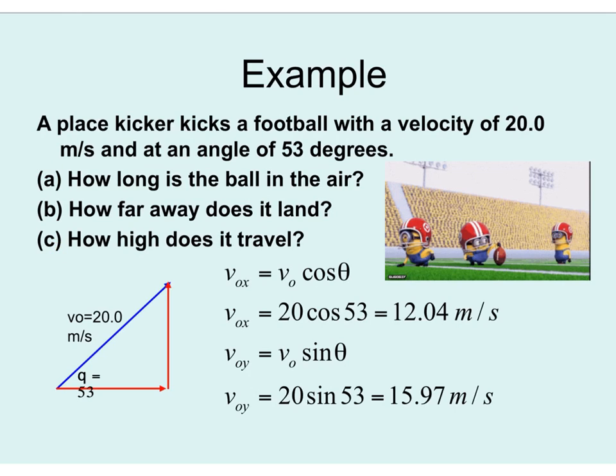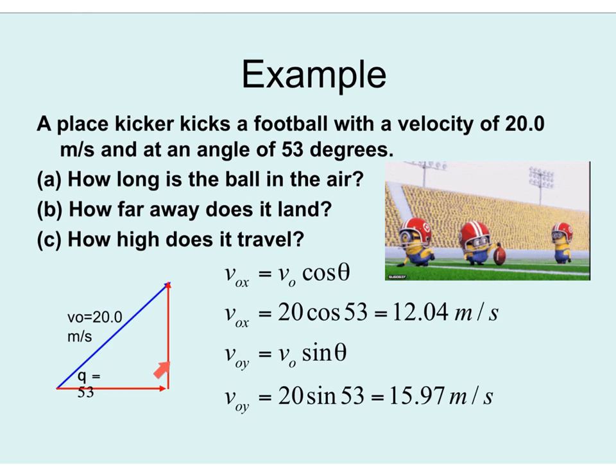How long is the ball in the air? How far away does it land, and how high does it travel? Now in order to do that, we need to first do our little diagram. Now we know that our angle is 53. We know that our velocity is 20 meters per second. Now I need to come up with my vertical and my horizontal sides.